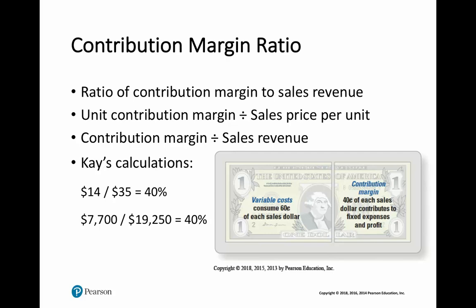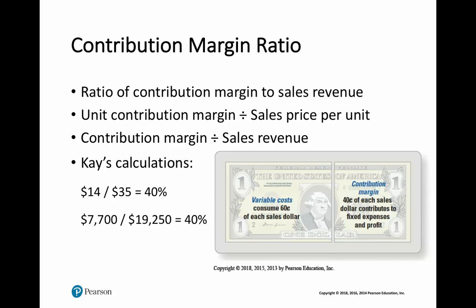Sometimes they might give you your variable expense ratio. Just keep in mind that your variable expense ratio is your variable expenses divided by your total revenue. Or if you know your CM ratio is 40%, you know your variable expense ratio has to be 60%, because those two numbers together have to equal 100%, which brings you back to total sales. Okay, so just keep that in mind.